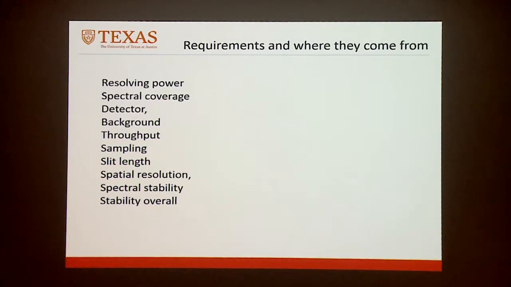So I want to go through the requirements for spectrographs and do a little bit of deliberation about where they come from, so you understand why we wind up with the instruments that we wind up with. I just tried to write this down, and there are some people here who know more about this than I do, but I wanted to write down what I thought the key requirements were and how they play out when we think about making spectrographs.